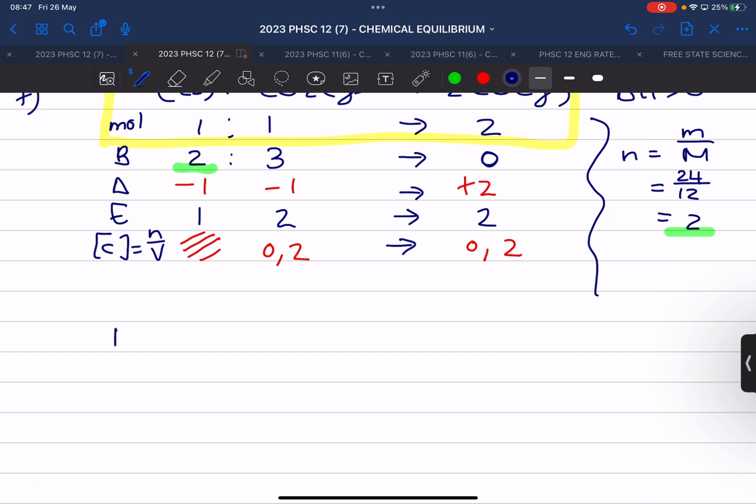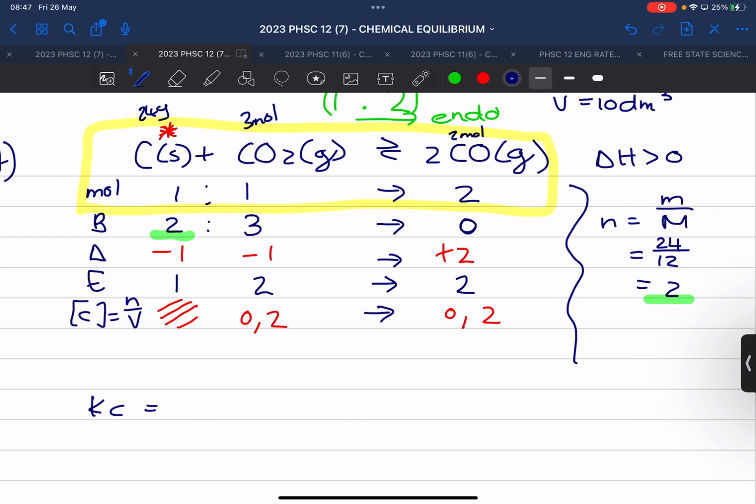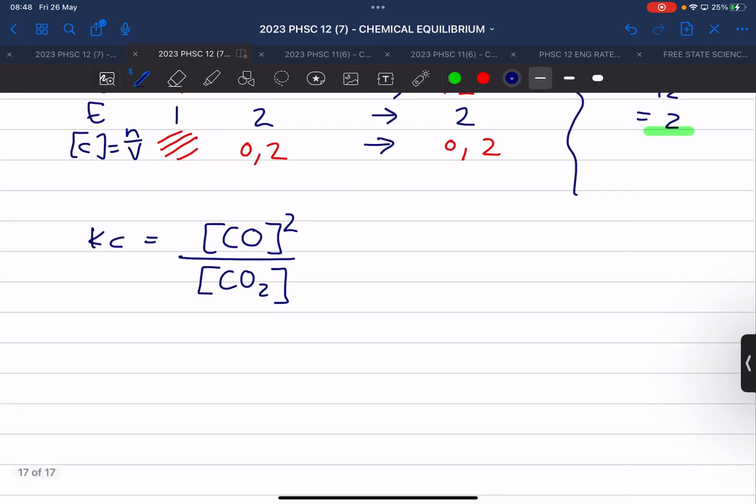Okay, now we calculate the Kc value, and that is the concentration of the products over the concentration of the reactants. Are you happy with my formula? Yes, no, why not? Something missing? Square. And do I not have to put in the carbon there at the bottom? Why not? Solid. Okay, now remember, when you put in your values, you lose the square brackets. Otherwise, it's wrong.